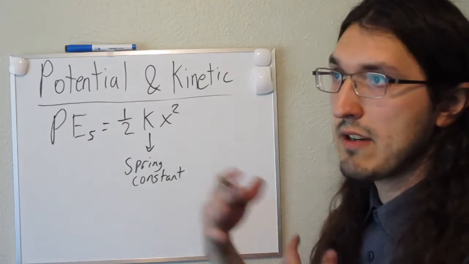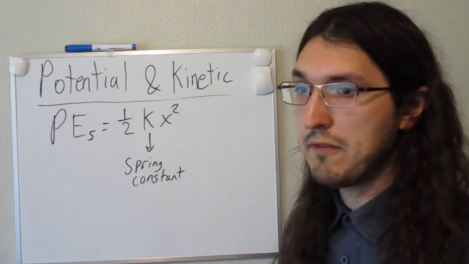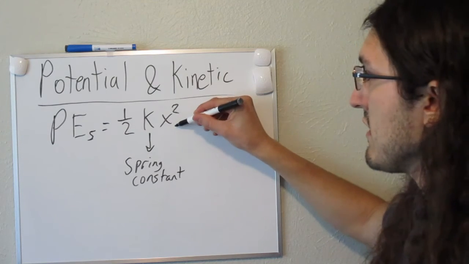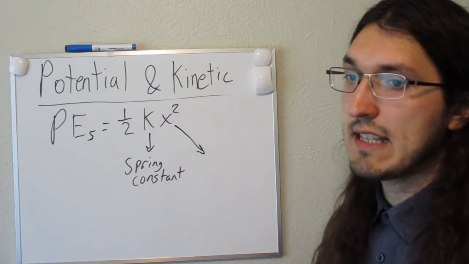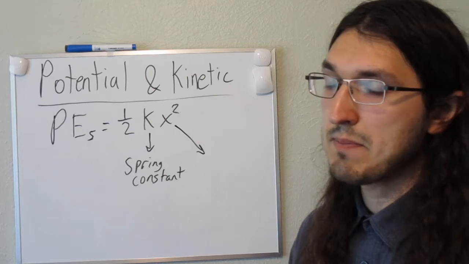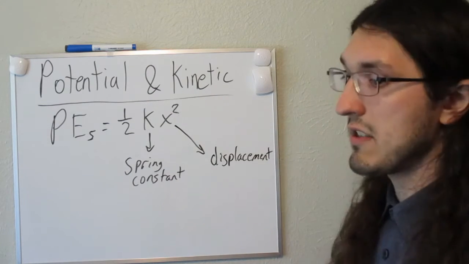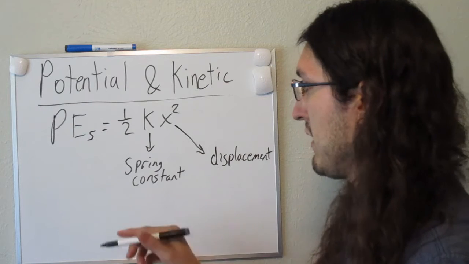And of course the spring constant is going to depend on what is that spring made out of and how it was made and whatnot. The x here is going to be the distance that the spring is displaced from its equilibrium position. So I'm going to put displacement. And if that was a little confusing, I'll explain in a picture.